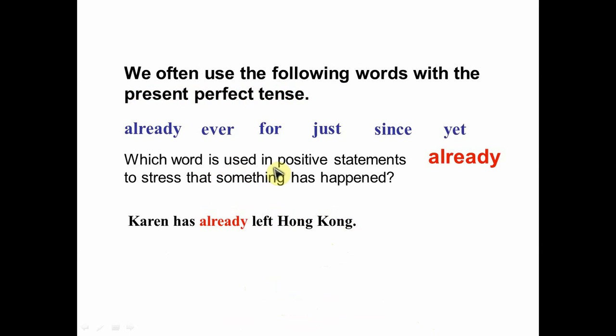With the positive statements, to stress that something has happened, I can use already. So, for example, I can say Karen has already left Hong Kong. Another example, I have seen the new film, and I also can say I have already seen the new film.